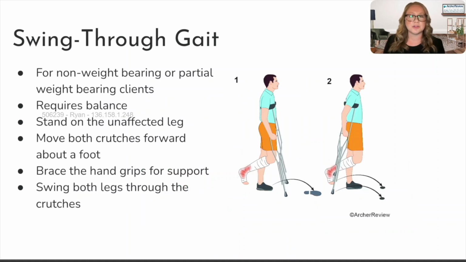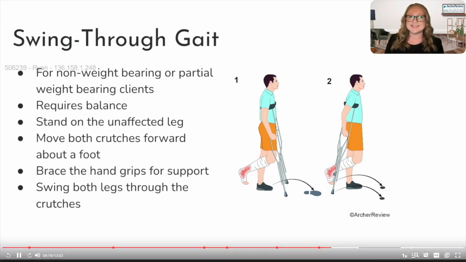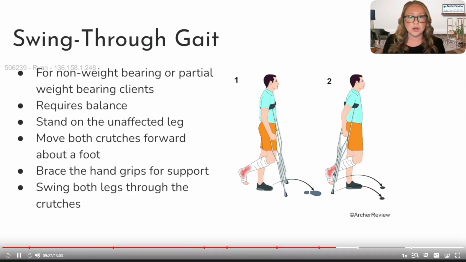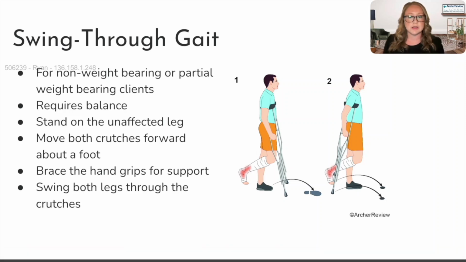In contrast to the 3-point gait, if your client is totally non-weight bearing, they have good balance, and they want to be able to move a little more quickly, we can recommend the swing through gait. It requires balance and coordination though. What happens here is that instead of setting that third leg down for a 3rd point, the client just balances on their good, unaffected leg and the crutches. The crutches go forward and they swing through and place that good, unaffected leg in front of the crutches.